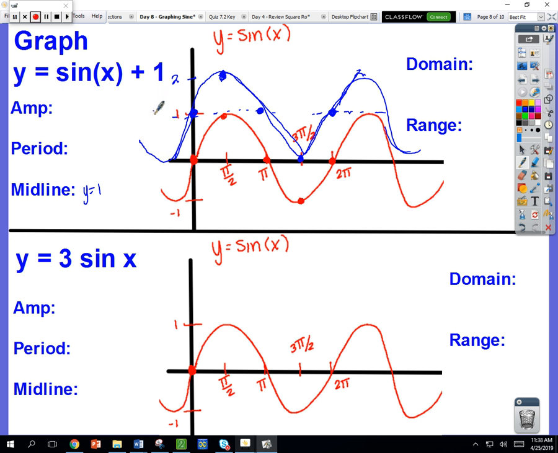That hasn't really changed. The amplitude is still 1 because there's nothing multiplied here, so I didn't stretch it. The period starts the cycle over after 2 pi. So again, the period is from 0 to 2 pi, so it's just 2 pi long. The midline has been shifted up 1. The domain hasn't changed. It's still negative infinity to positive infinity. And the range goes from 0 to 2, because my y values are now sandwiched in between the numbers 0 and 2.